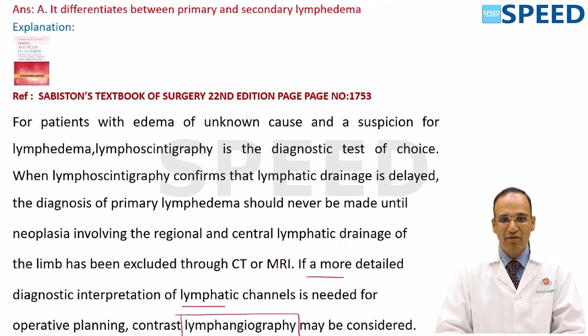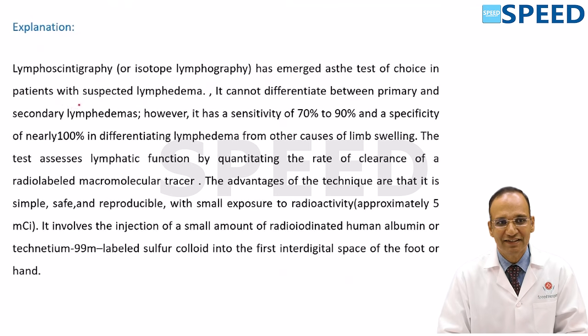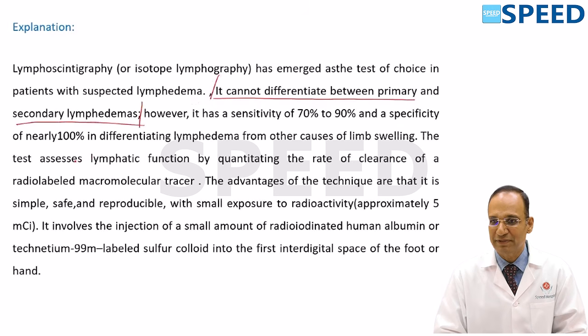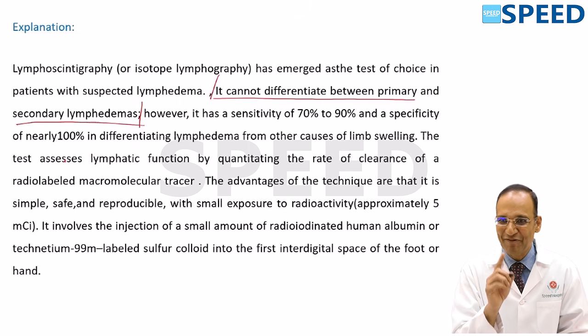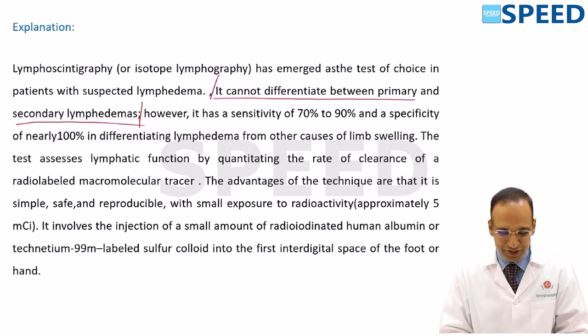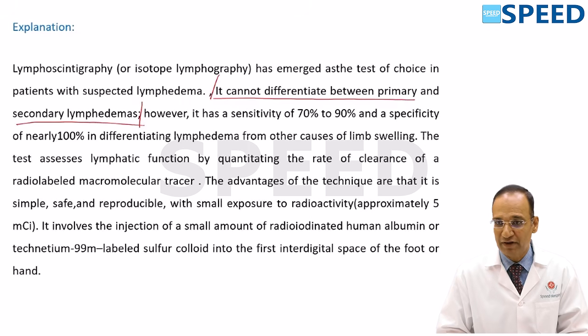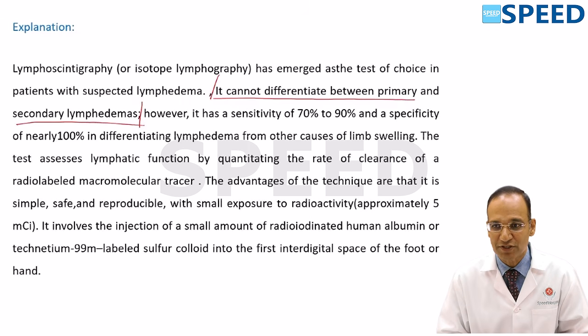Clear? Now, even more important, lymphoscintigraphy has emerged as the test of choice for suspected patients with lymphedema, but it cannot differentiate between primary and secondary lymphedemas. So now you know where the question is picked up from. Clear? Line to line, word to word, Subsistent 22nd edition. So you need to learn through that. You have beautiful chapters available, line to line, page to page, decoding of the 22nd edition, in the Subsistent Speed Learning app.